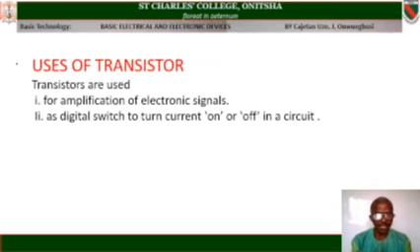Uses of transistor. Transistors are used, one, for amplification of electronic signal. Two, it is used as an electronic switch or digital switch to turn current on or off in a circuit.